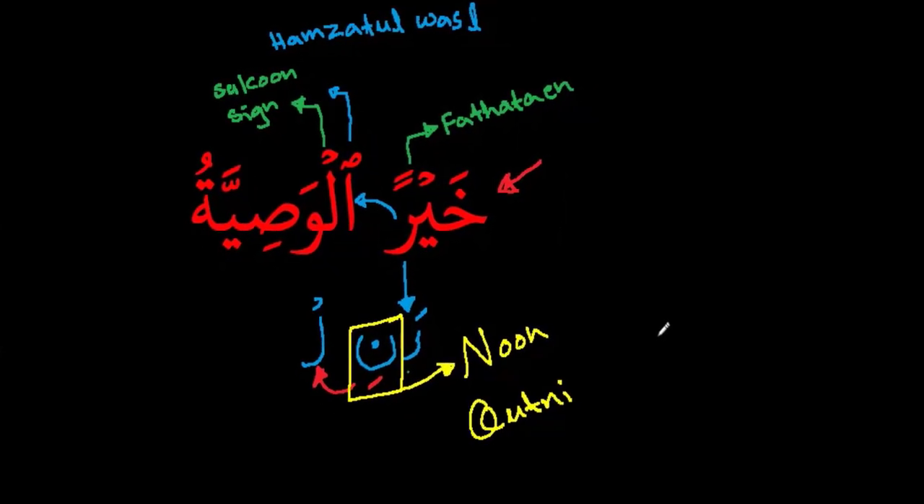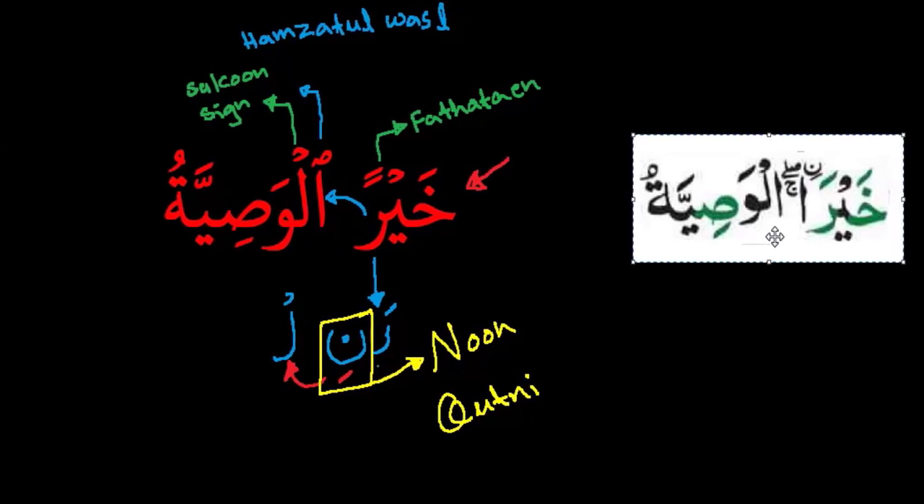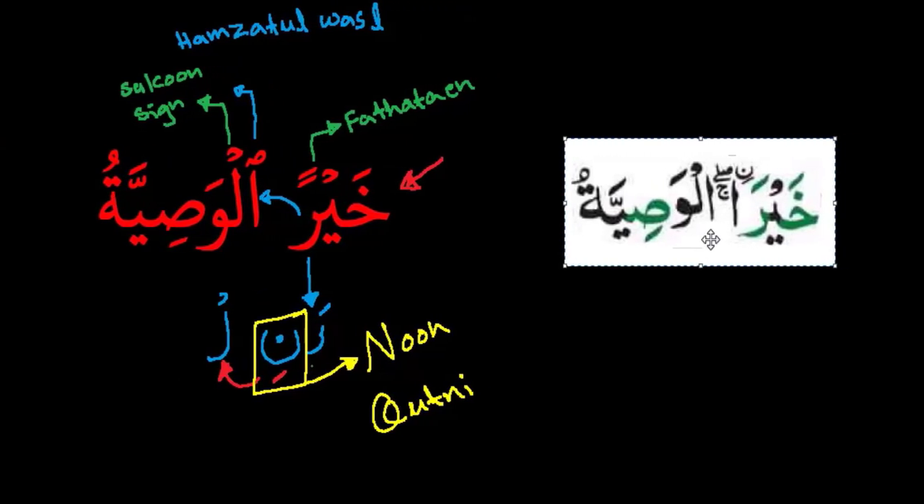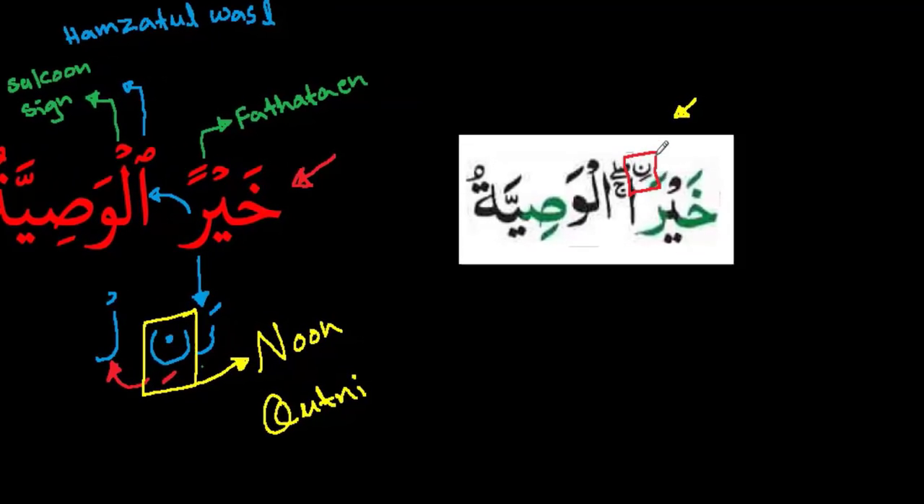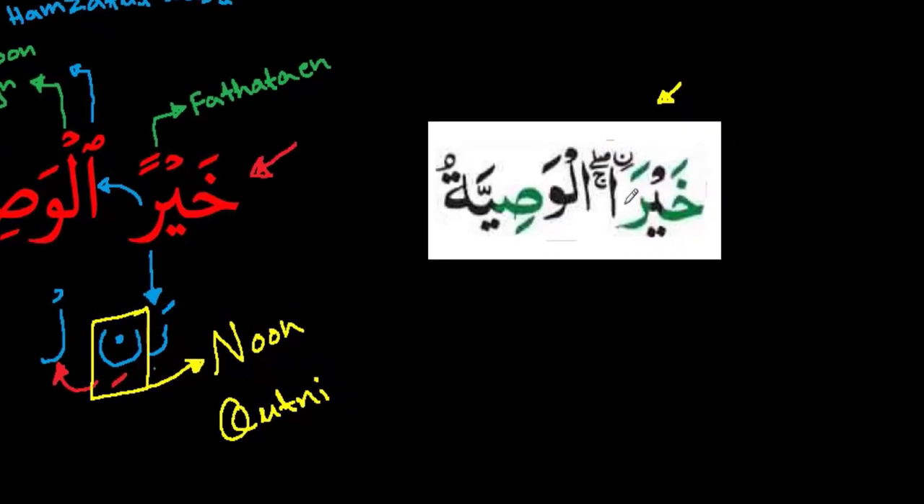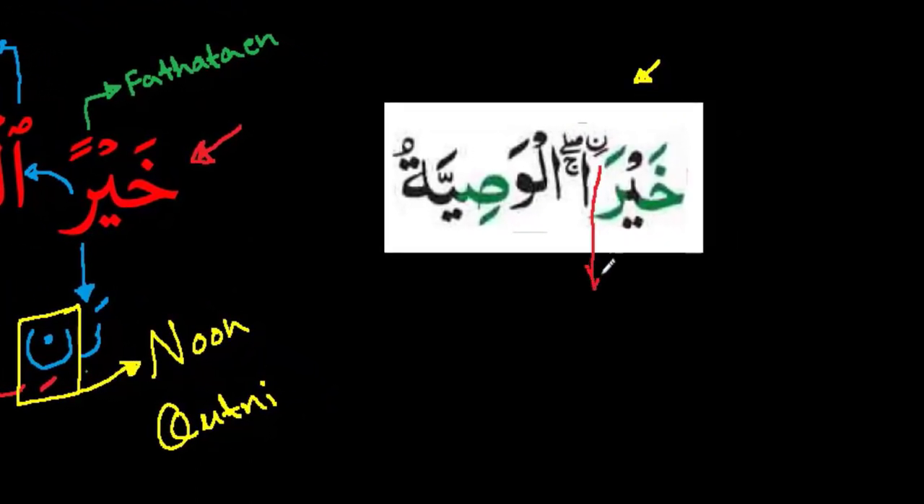And in some Holy Quran writing style, this noon is also written. Let me show you the example. As you can see here, the same example I have taken from Indo-Pak script, and you can see in such type of example, you can see the small noon is written here. It will help us to read such type of examples properly. So this noon is basically Noon Qutni. I hope you got it.